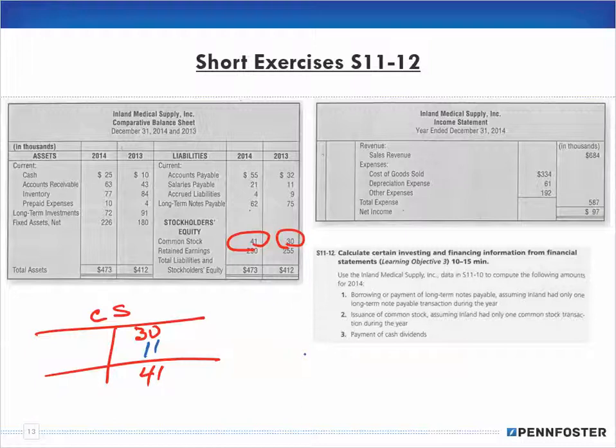So we ended up with 41,000, and we started out with 30. That means the difference between the two is 11. We sold and issued an additional $11,000 of common stock. So go ahead and pause the video, because I'm going to erase that. Okay.